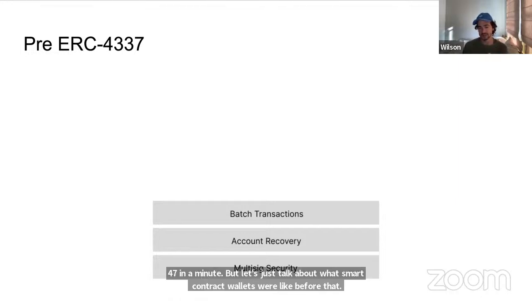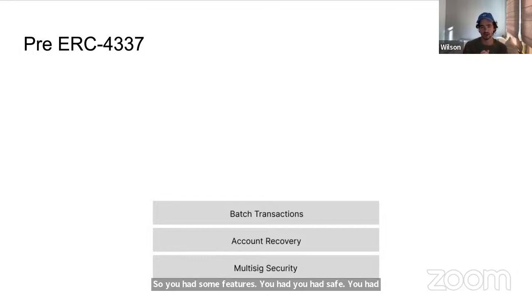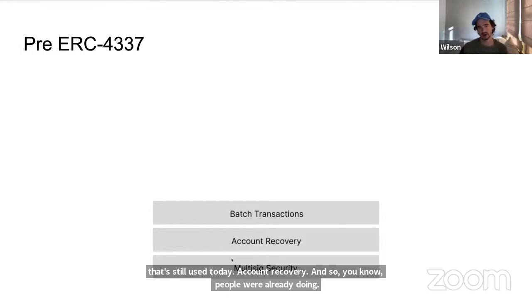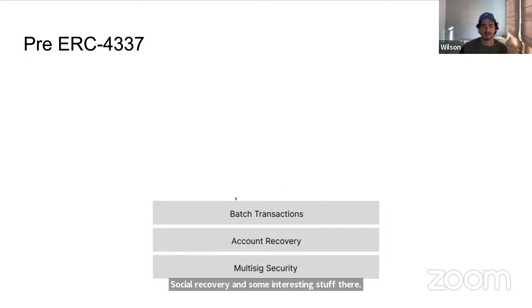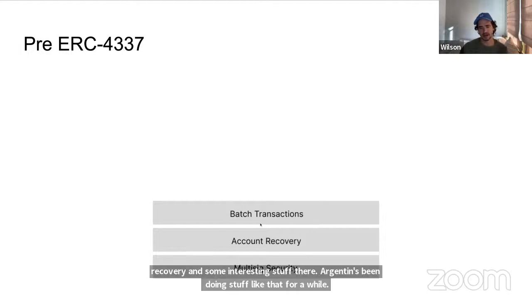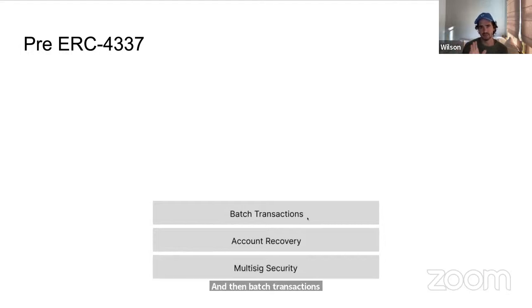So you had some features. You had Safe, you had Argent, you had some teams in this space doing smart contract wallets. And the key selling points were multi-sig security. A lot of teams were just using Safes for really important controls on their protocol. So you had an M of N that people had to sign off on, and that's still used today. Account recovery. People were already doing social recovery and some interesting stuff there. Argent's been doing stuff like that for a while. And then batch transactions. It's really about being able to batch many operations in a single transaction.